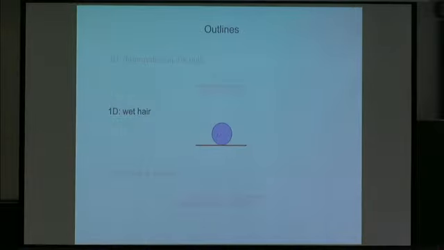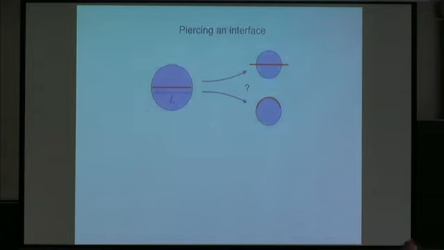Okay, so that was for the first case, the 3D. Now I will move to the 1D case, so we'll call it wet hair. The configuration I would like to discuss first is the following. Imagine you have a rod inside a droplet. The droplet is very small, floating in the air, if you like, so there is no gravity. And you have a little rod inside.